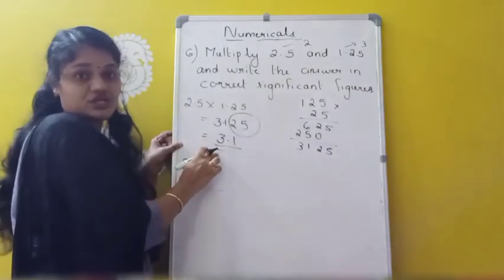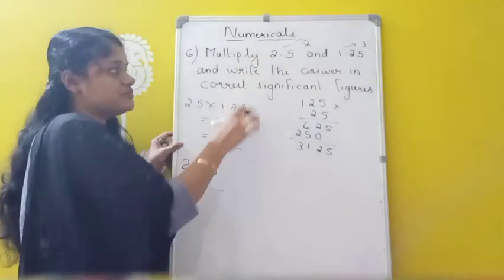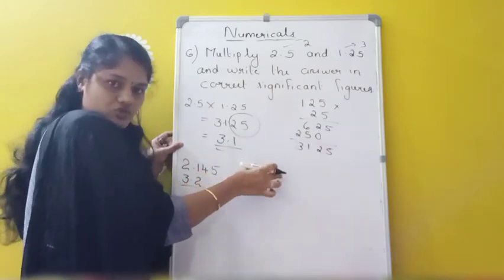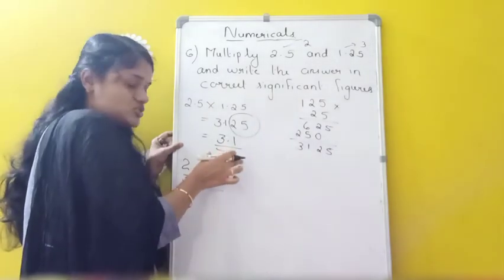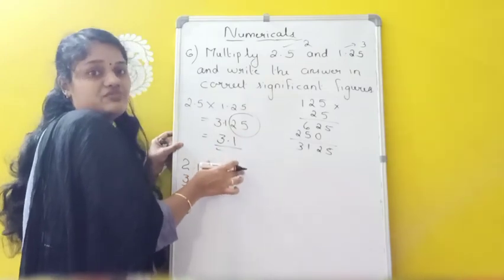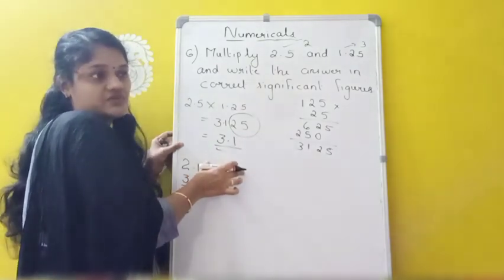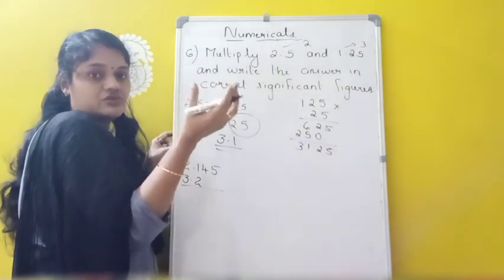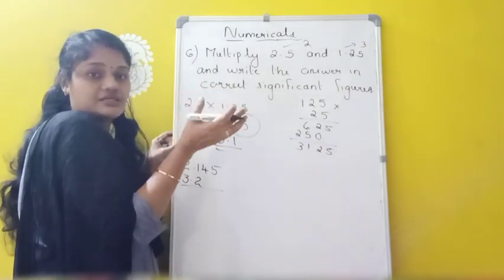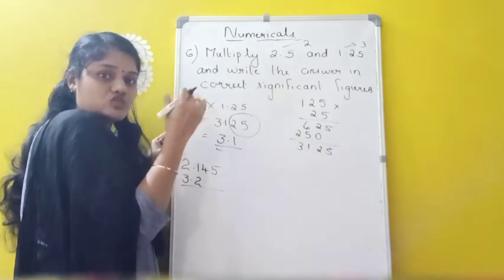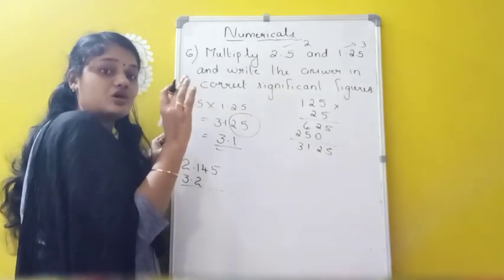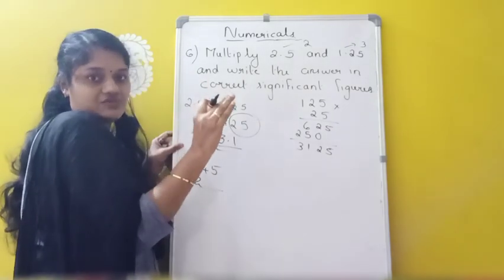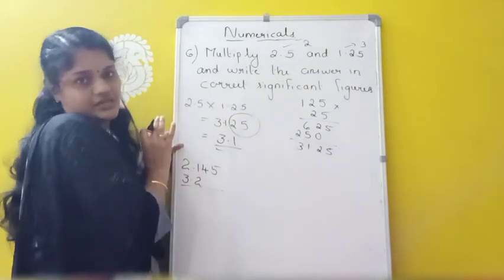This is the correct way of representing the answer in case of multiplication as well as in the case of division. Whenever we are dividing two numbers also, the answer should contain the least number of significant figures. Suppose when we are dividing two numbers, one has 5 significant figures, the other has 3 significant figures, then this quotient should have only how many significant figures? 3. Whichever has the least number of significant figures, that same number should come for the answer.